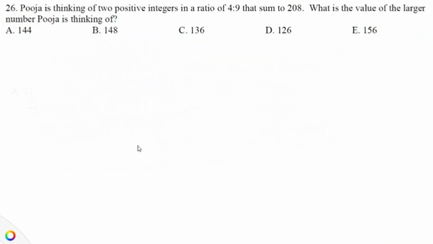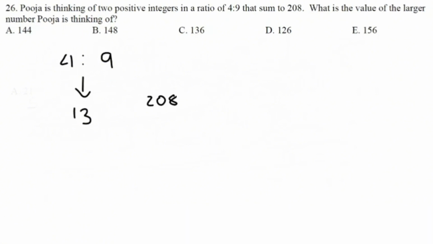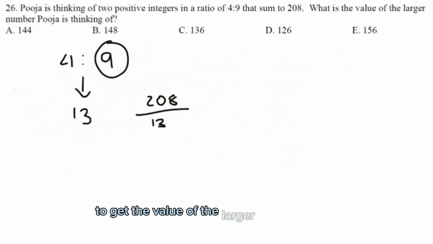And that's your answer. Next, Pooja is thinking of two positive integers in a ratio of 4 to 9 that sum to 208. What is the value of the larger number Pooja is thinking of? You have two positive integers in a ratio of 4 to 9. What that means is there are 4 parts on this side and 9 parts on the other side. That means there's a total of 13 parts that sum to 208. So we can just do 208 divided by 13 and then multiply it by 9 to get the value of the larger integer.